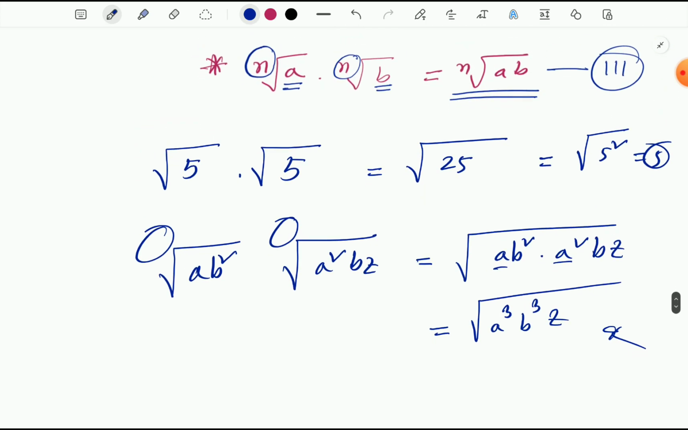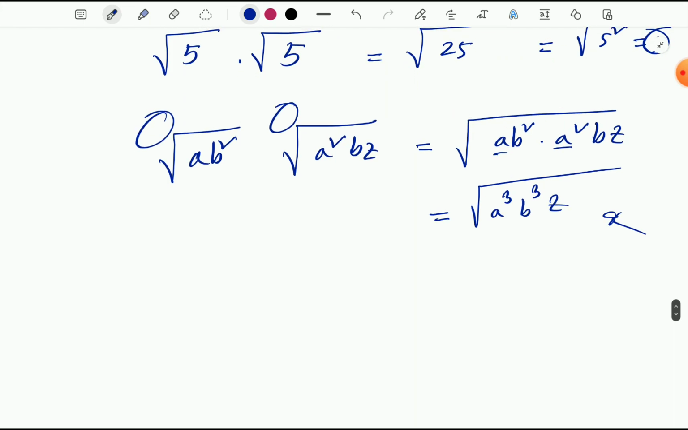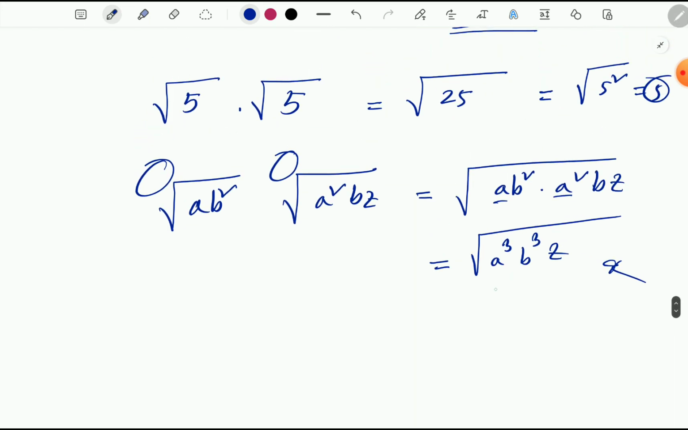In the opposite way you can write it, using that same formula, like square root of a cube b cube times square root of z. This is the same. Just consider this formula is the same. We change the expression.